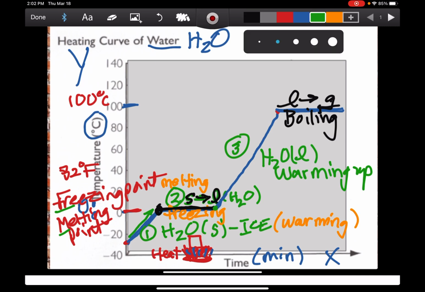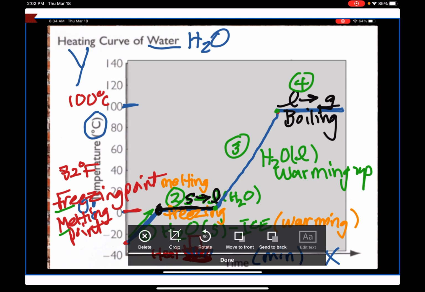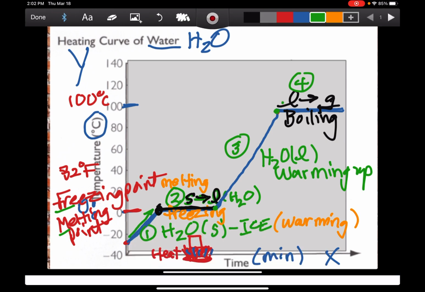Section 4 of my curve is boiling taking place. Right at the beginning of this, when it reaches 100 degrees, my liquid is beginning to vaporize. All throughout this section of the curve, it is vaporizing, vaporizing, vaporizing. At the end of this section, all of it has vaporized. Only then can section 5 occur. Section 5 is where you now have gas. Right here you had liquid, and right here you had solid. This is where the gas can actually warm up above 100.